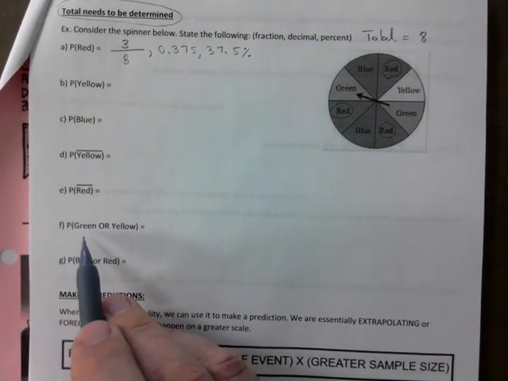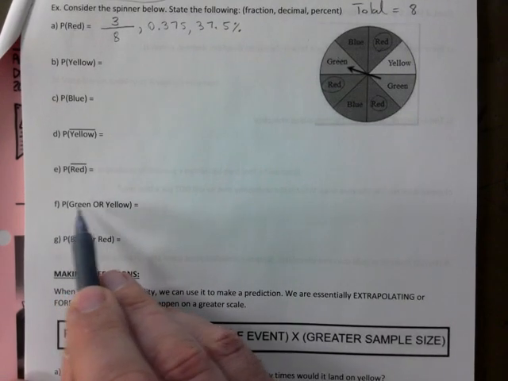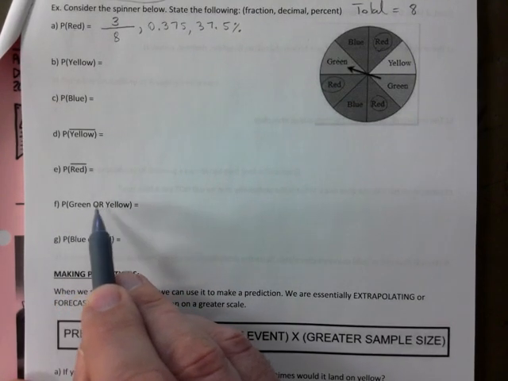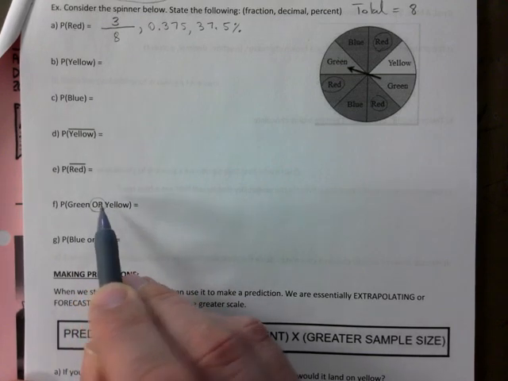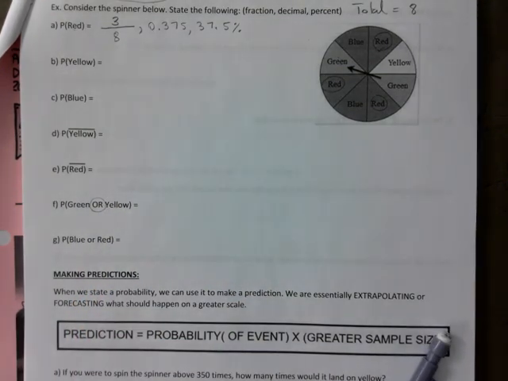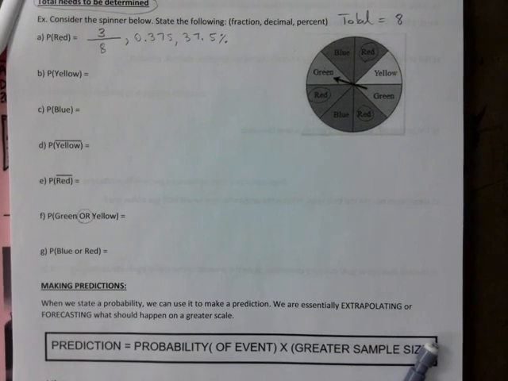And one more here, guys, before you start. Green or yellow, when it's "or", add them up. Right? You can add up those favorable outcomes. So you go for it. Take a few minutes.